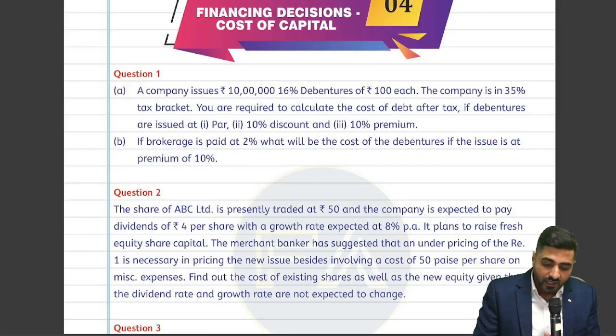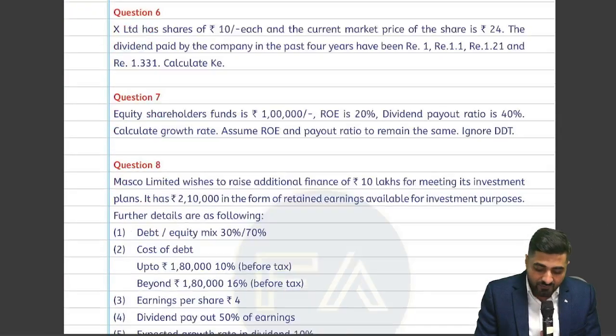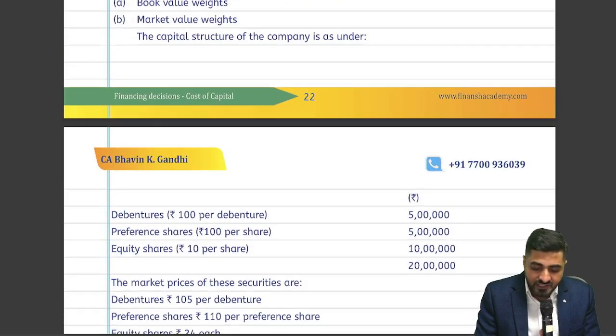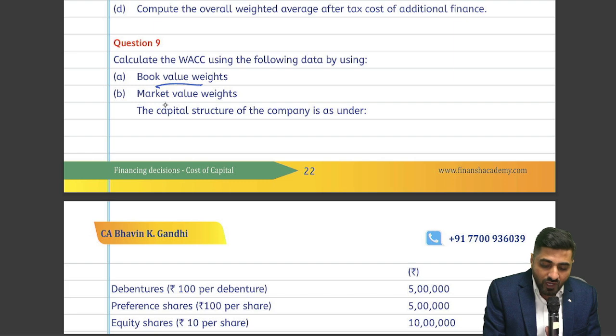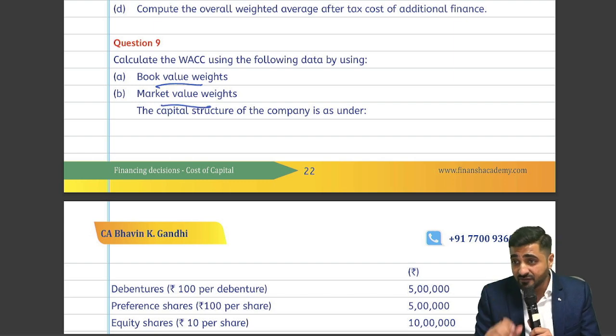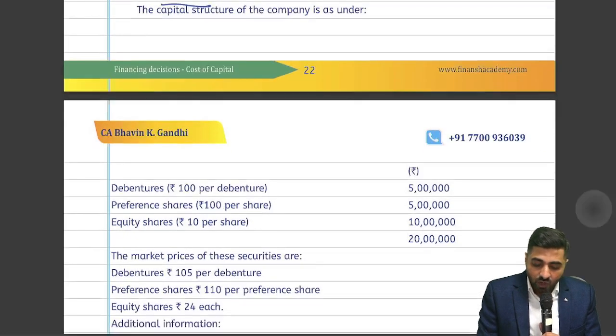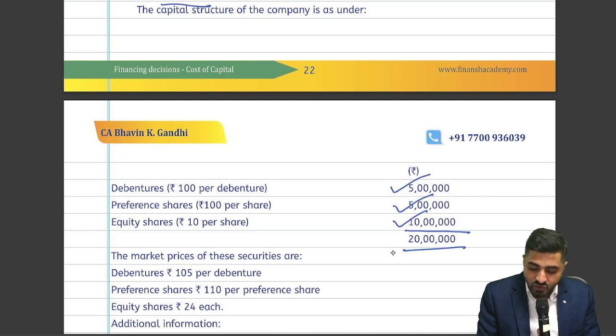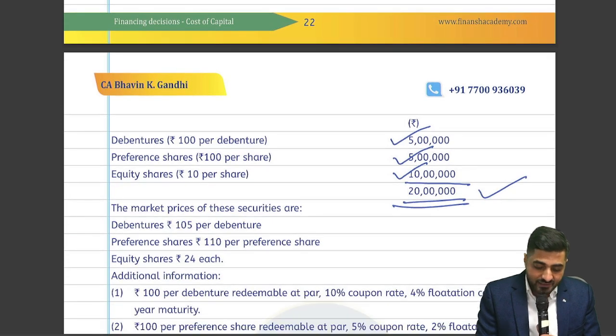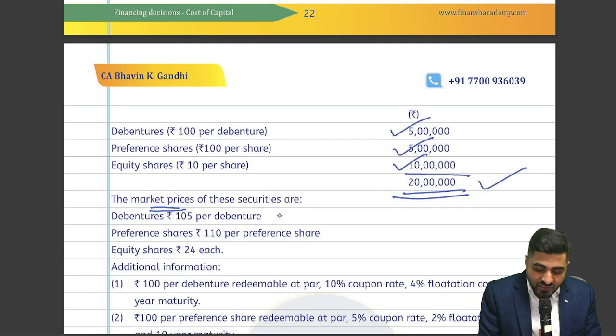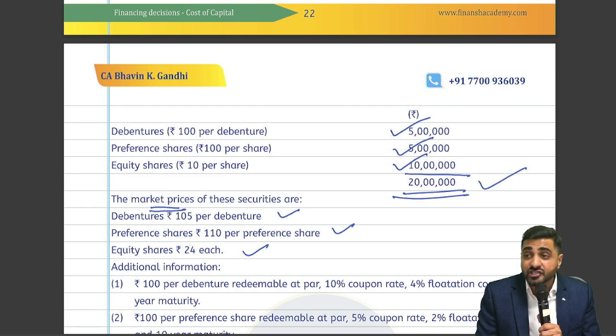Now see, if I come to this question, I will solve one question which has all the things together. You are required to calculate book value weights as well as market value weights. What is the capital structure given to you? Existing, there are 5 lakh debentures, 5 lakh preferences, 10 lakh equity. Total is what, beta? 20 lakhs. Are we having market price of debenture, preferences and equity shares? Come on, yes or no?